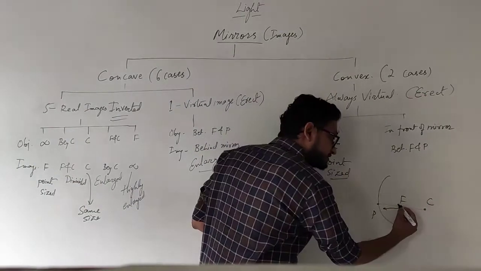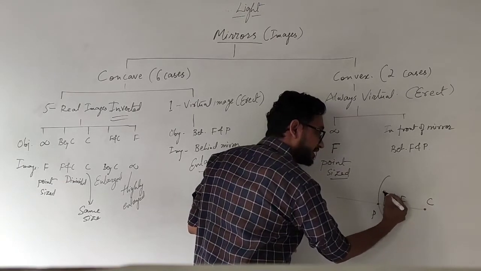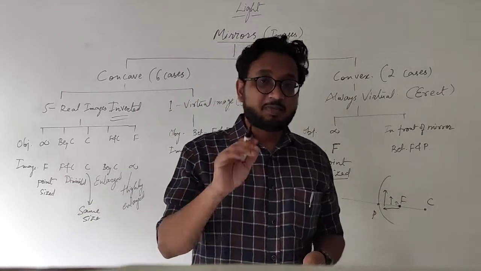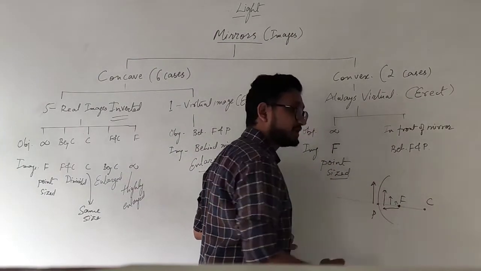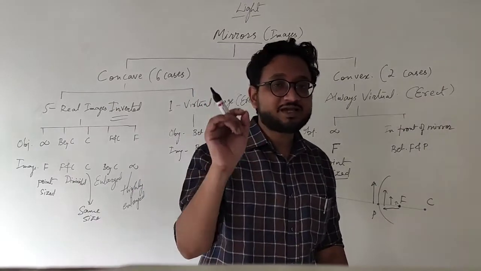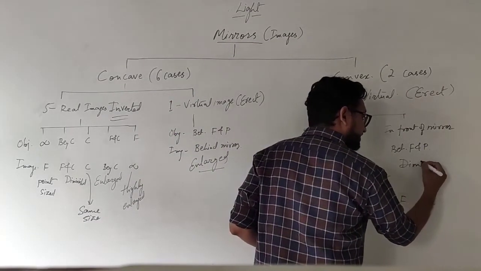And the image will become larger and larger. Before it was point size, now it will become a little bit larger, then larger and larger. But it will never be as large as the object itself. So the image will always remain diminished. In this case also it is diminished.